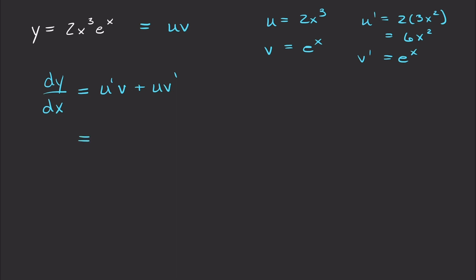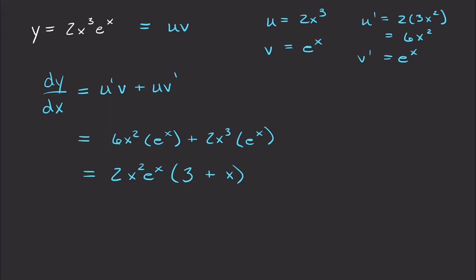So now if we just plug into our product rule, we have 6x squared times v, which is e to the x, plus 2x cubed times v prime, which is e to the x. And then we make it simplify a bit. We've got an x squared in both terms, a 2 and an e to the x in both terms. So 2x squared e to the x. And this will be times 3 for our first term, and times x in our second term.